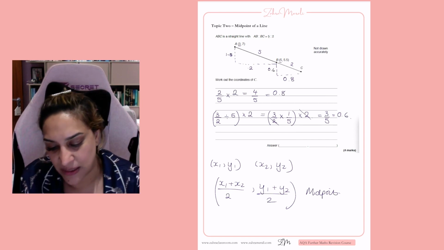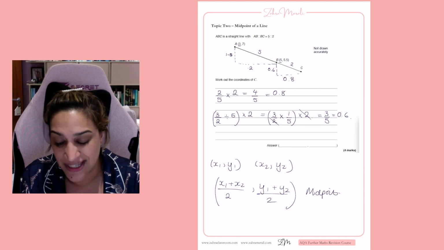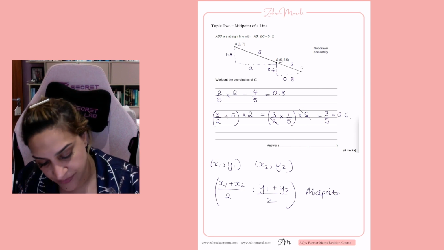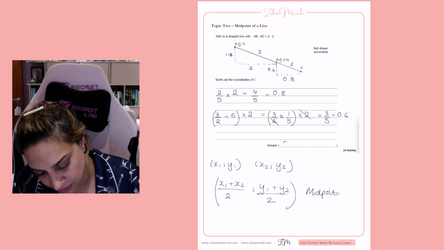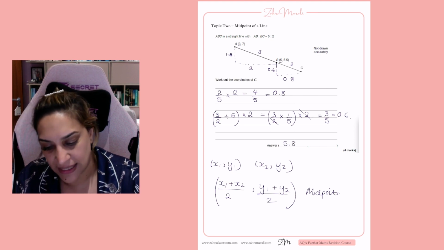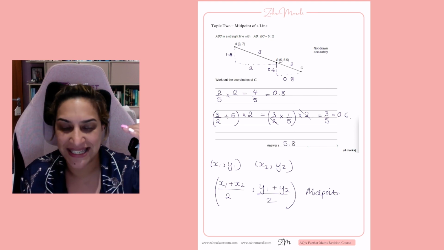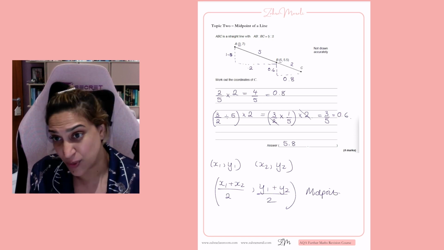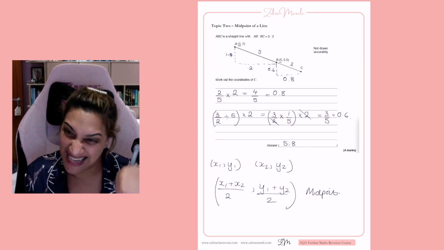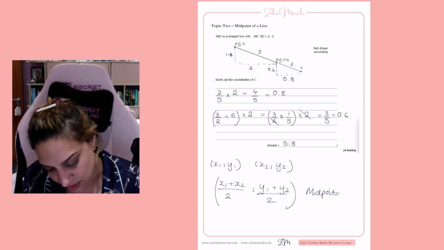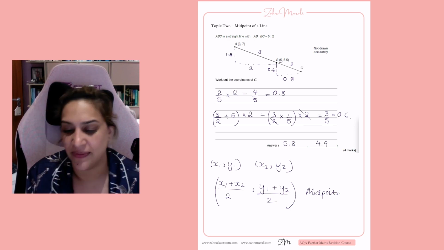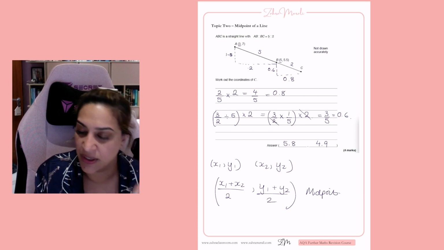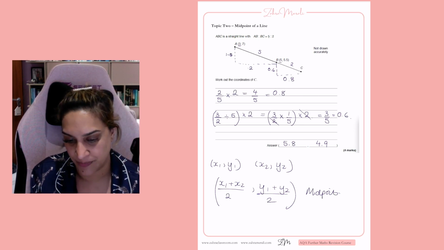So now I'm saying my 5, I'm going along an additional 0.8. So 5 plus 0.8 is going to give me 5.8. And 5.5, I'm going down by 0.6. So 5.5 minus 0.5 will take me to 5, minus that extra 0.1 is going to take me to 4.9. And that's me splitting that line up, just thinking about the ratios.